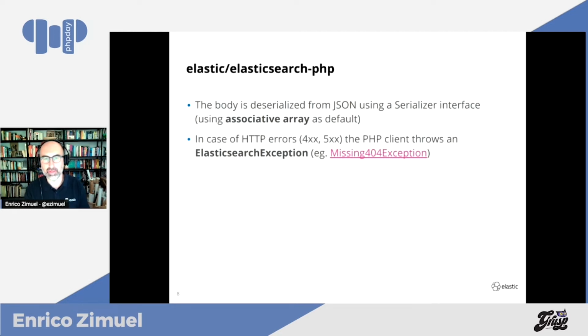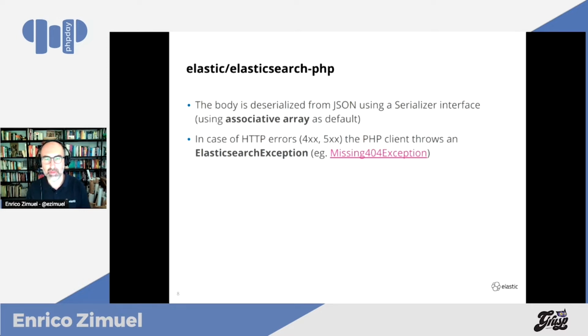So just to give you an idea, as I mentioned, the body is deserialized from JSON. By default, we use an associative array, but we expose a serializer interface. So if you want, you can create your custom implementation of the serialization and inject this implementation into Elasticsearch PHP, and this will modify the return of the function call, basically.